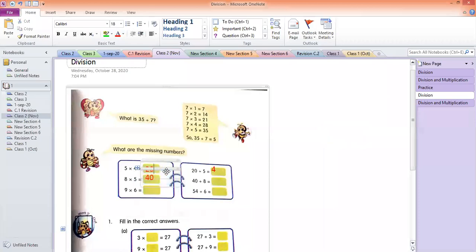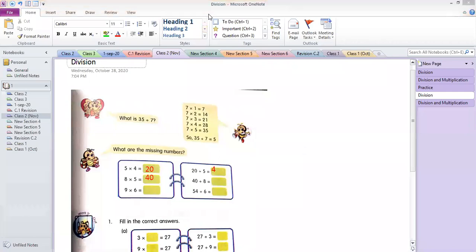5. How do you know? Because it's opposite. Exactly, because it is opposite. 8 multiplied by 5 equals to 40. So if you divide 40 by 8, that means 5 will be the answer because you read the table of 8 5 times to get 40. Very good.